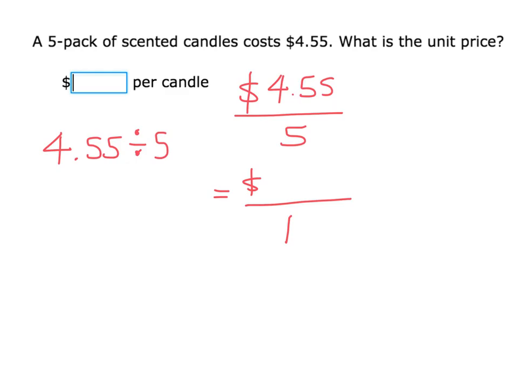Well, when we do the calculation, we type in 4.55 divided by 5, and we know from our estimation that it's got to be less than $1. Turns out that it's actually only 91 cents. So that means the price per candle is $0.91 per candle, which is another way of saying 91 hundredths of $1, or 91 cents. And I don't think IXL is going to care whether or not you include that 0. I don't think it's going to be that picky for you.